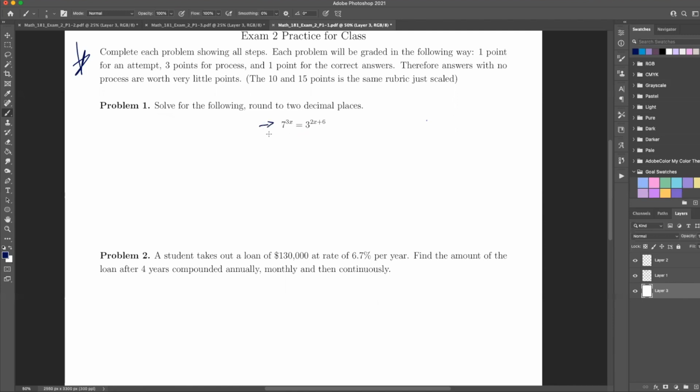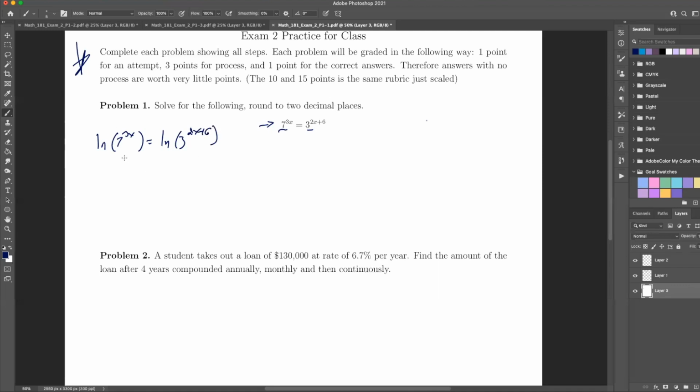Following. So here I'm given an exponential equation. I want to solve this, and seeing how these have different bases, we're just going to take the log of both sides. So here I'm going to take the log of 7 to the 3x equals the log of 3 to the 2x plus 6. Is that what I have here?